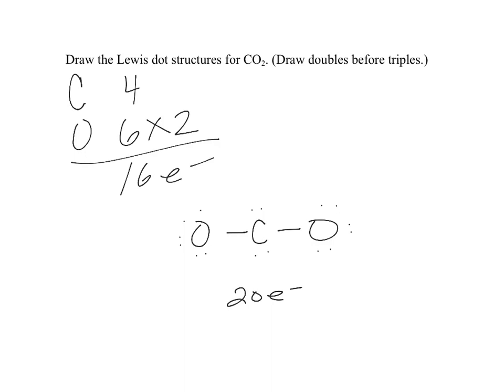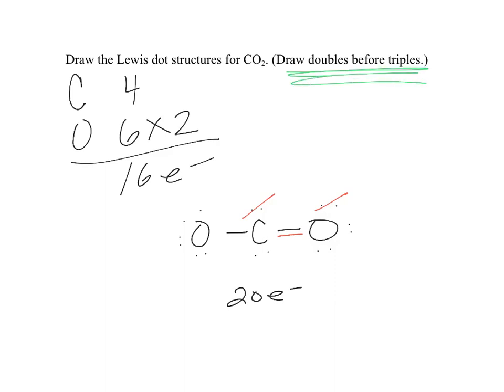I'm going to take one pair off the carbon and then one pair off of either one of the oxygens. It doesn't matter. I'm going to do the one on the right, but then I have to make sure that I put my bond in between those 2 atoms that I took the electrons off of. This is so I can maintain that octet rule. Okay, so we add that all up again, and we've got 18 electrons. That's still too many. And then here's where drawing doubles before triples comes in.